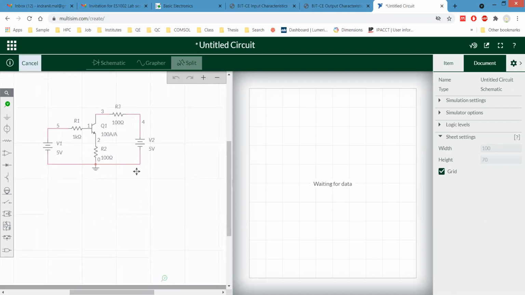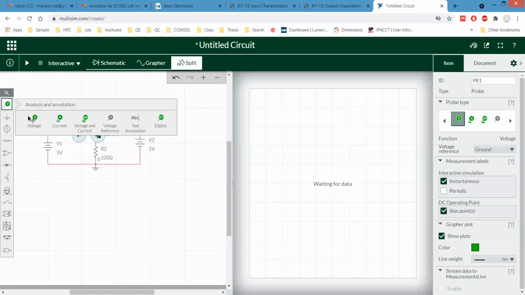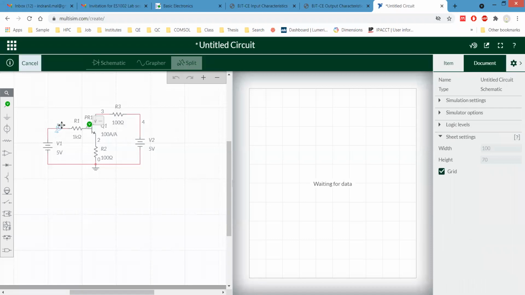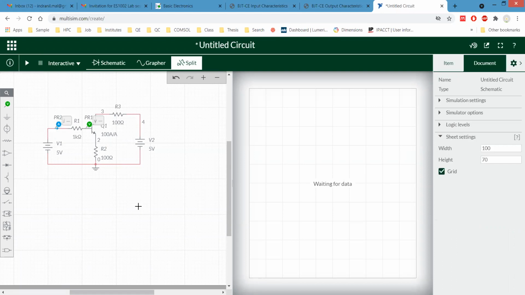Our input, yes, this will be IB, and we need a voltage also at that particular point. Sorry, we need a current in this branch and we need a voltage. Okay. So now let's run it and check it.